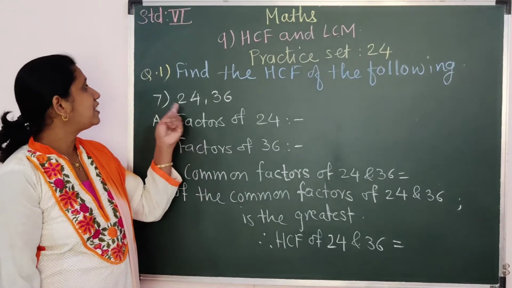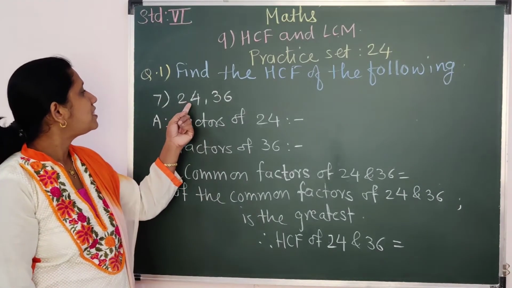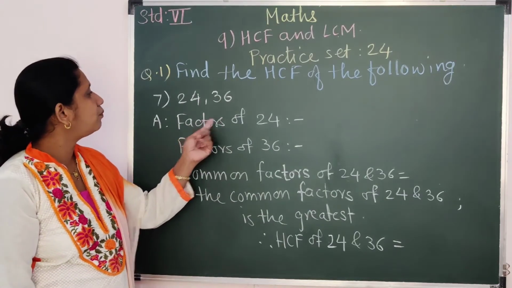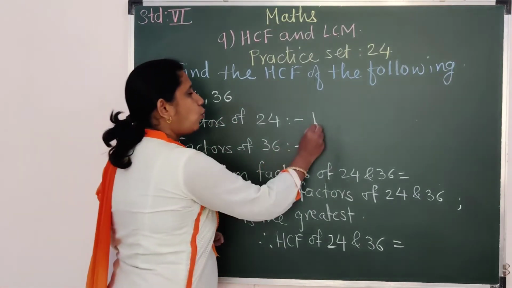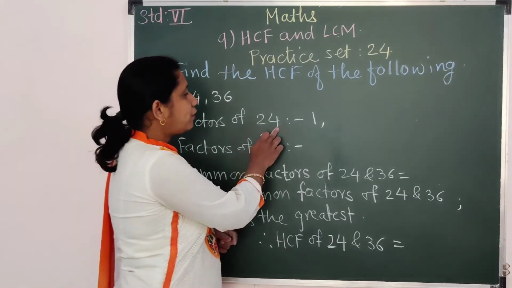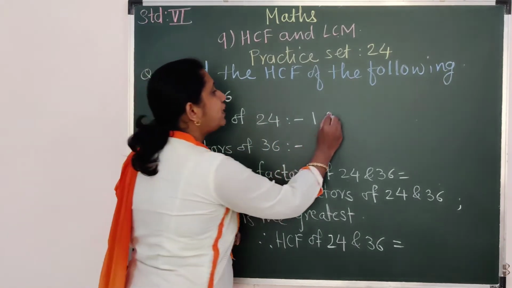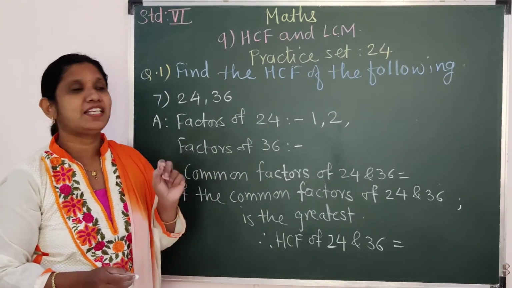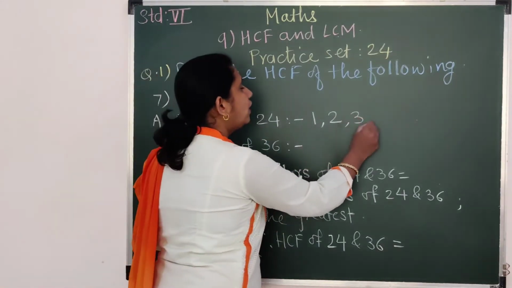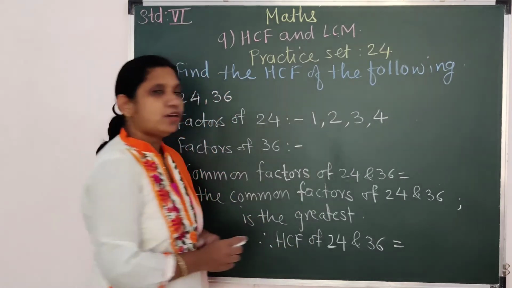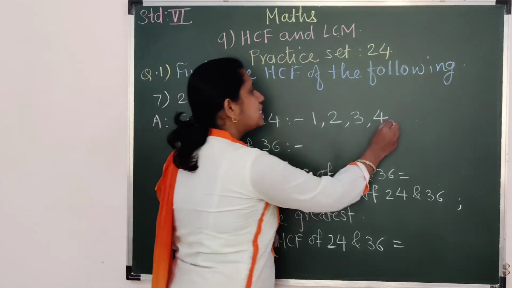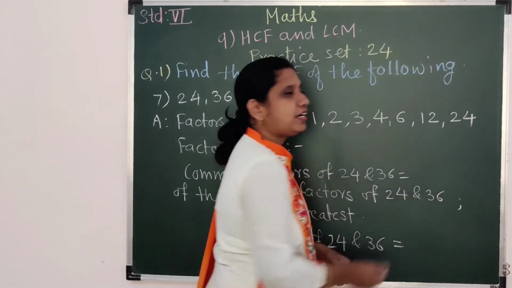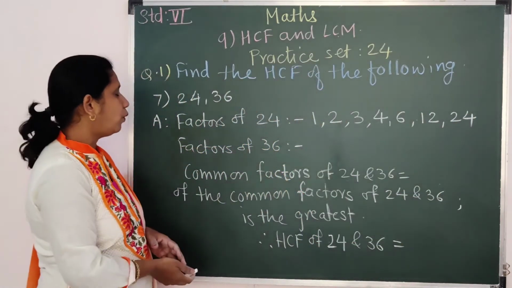So let's begin to solve example number 7. Students, see, in example number 7, the numbers given are 24 and 36. Let us write down the factors of 24. 1 is a common factor. Unit place digit is 4, so the number is divisible by 2. 2 plus 4 is 6, it means it is divisible by 3 also. Then 4 6s are 24, 6 4s are 24, 12 2s are 24 and 24 1s are 24.